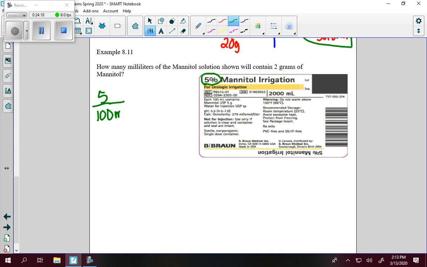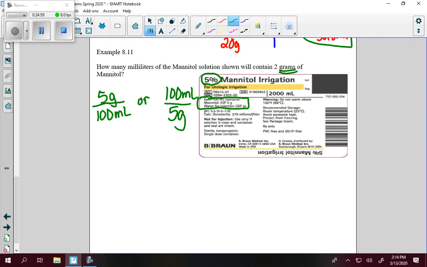And to figure out whether the 5 is in grams or milliliters, I reread the question, and it says, how many milliliters of the mannitol solution shown contain 2 grams of mannitol? So I know that this mannitol is in grams because it's a solid, so I'm going to write grams there. And I'm going to write the fraction in 2 ways. Now, I said that there were 2 ways that you could find the strength. That was one way, and then if you can read that really small label, it says each 100 milliliters contains mannitol 5 grams. So, you can find it either way.